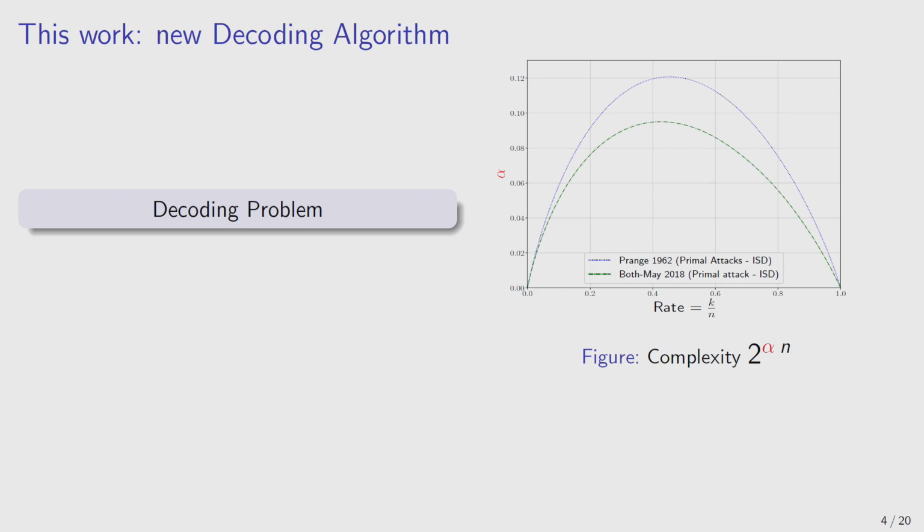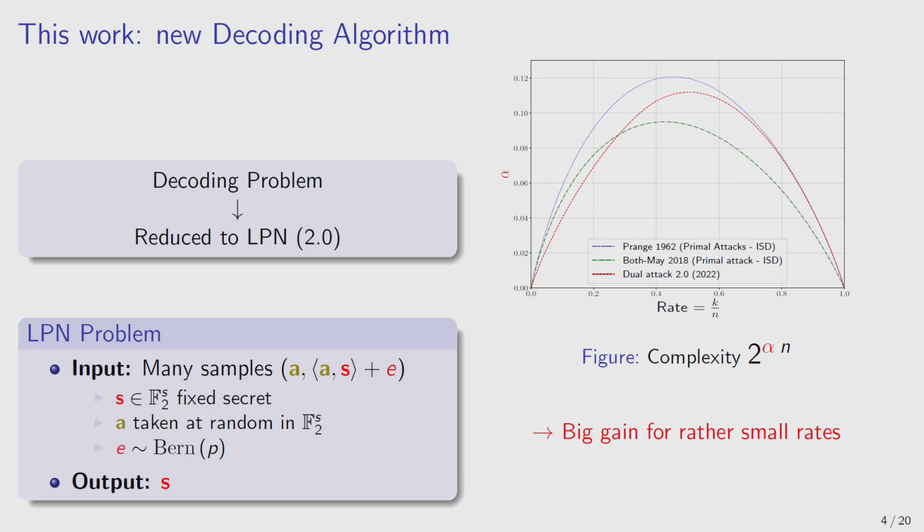And so you see here that in 60 years, the low-weight regime has had very little improvement. Now, recently, in 2022, with our co-authors, we introduced Dual Attack 2.0. And in fact, we reduced the decoding problem to an LPN problem. So what is the LPN problem?